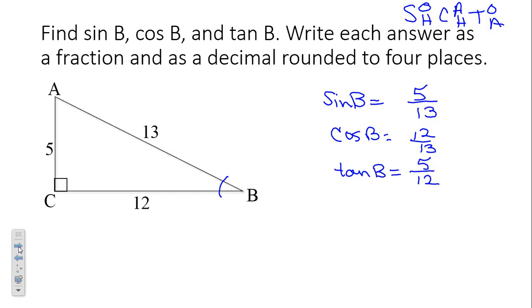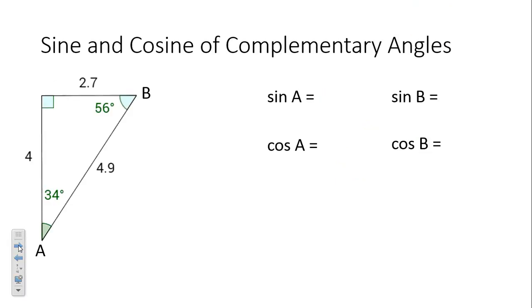Our next slide is going to talk specifically about the sine and cosine of complementary angles. We're going to talk about the sine of angle A first of all. Angle A in this case is 34 degrees. We're looking at this angle, and we know SOHCAHTOA. So Liz, what is the sine of this 34 degree angle going to be? Pay attention. Take notes. Phone away. 2.7 over 4.9. 2.7 is opposite. 4.9 is the hypotenuse.